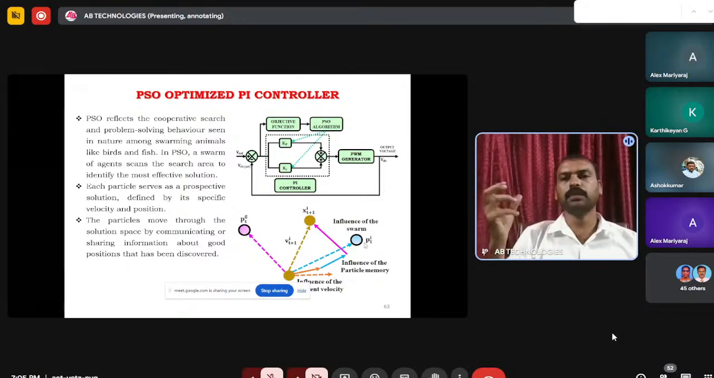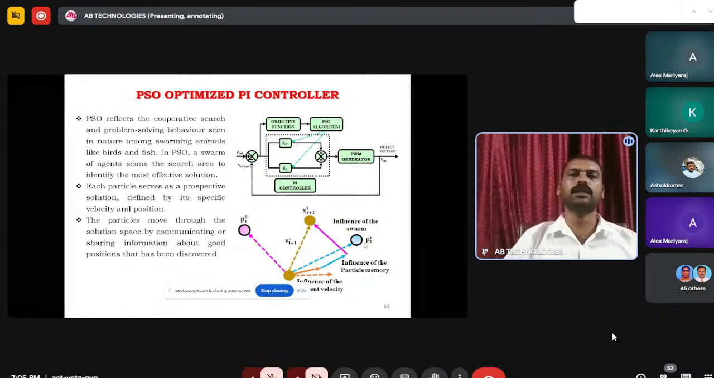So in order to overcome the problem, initially we have to tune the KP and KI values. That can be achieved with the help of two methods. The first one is offline tuning and another one is online tuning.